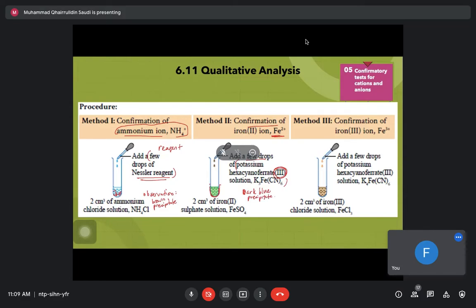To test for the presence of iron 3, you will add a few drops of potassium hexacyanoferrate.